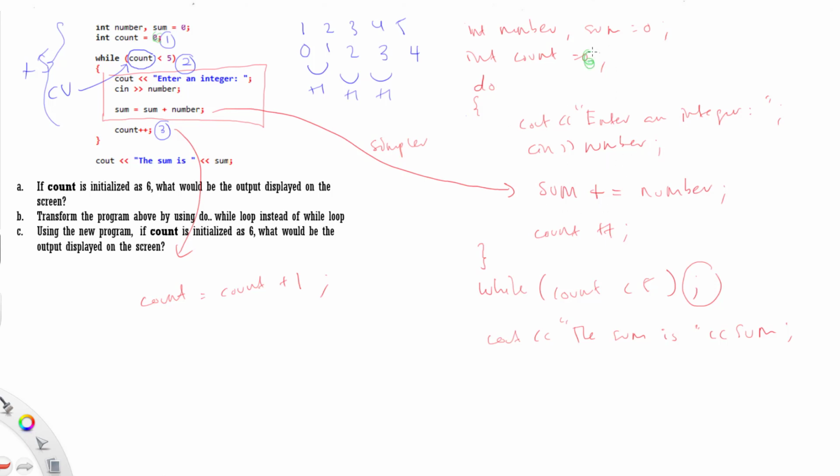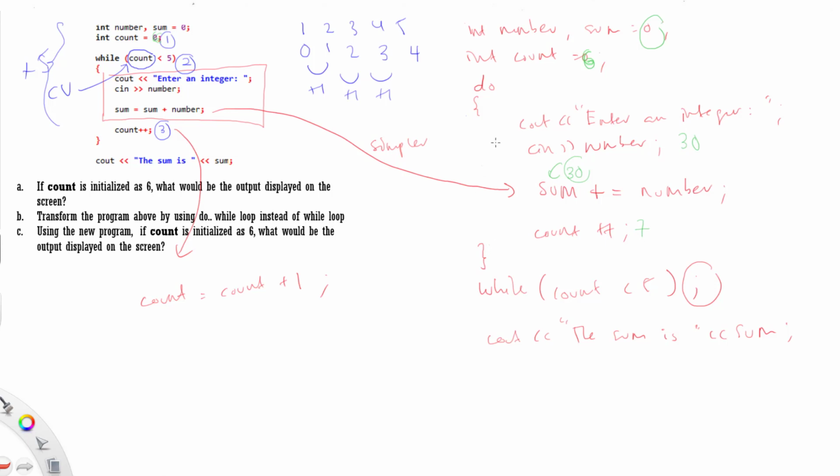So if count is equal to 6, can we go inside? Yes. It will say enter an integer in number. So let's say the user enters 30, so sum equals to sum plus number. Before this, the sum was 0. Since we have gone inside and added, sum will now be 30. Then count plus plus, so from 6 it will now become 7.